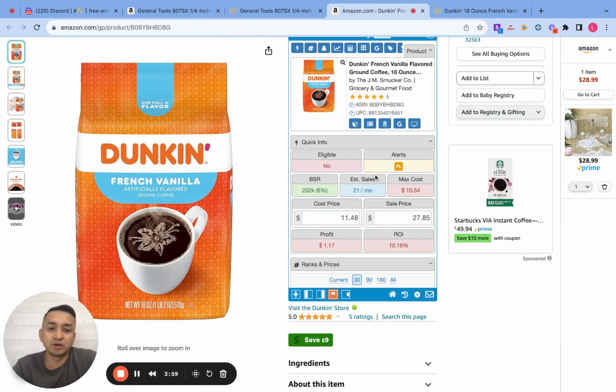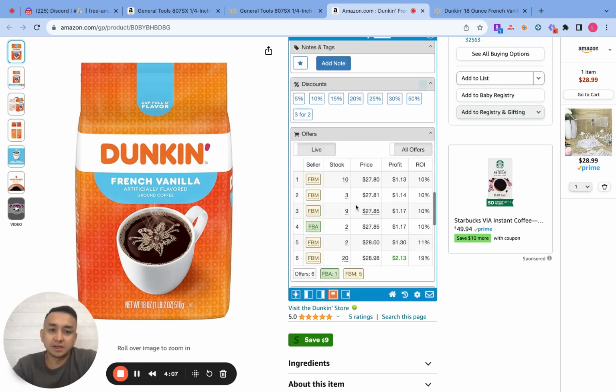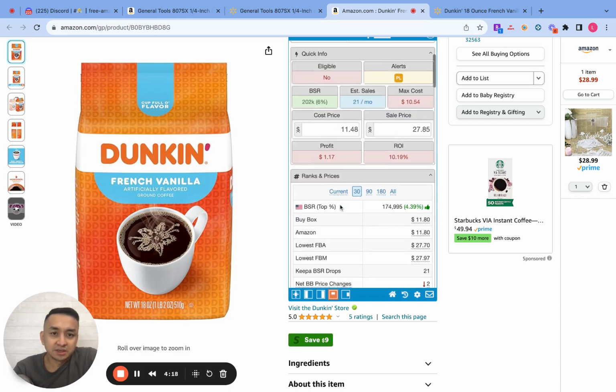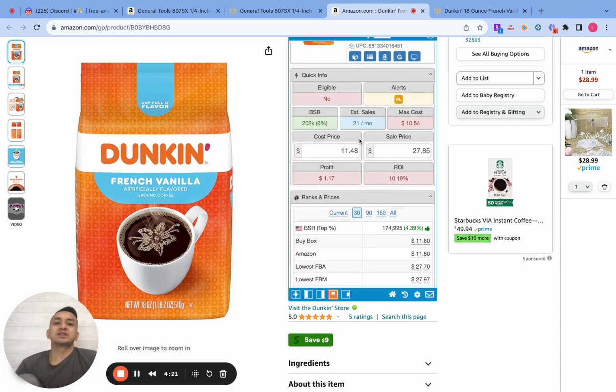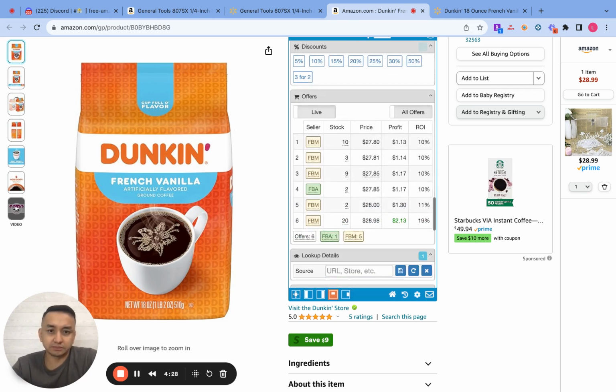Sales per month is 21. ROI is at 10%. Let's see the other sellers. So this product is only giving you 10% to 19% ROI, which is pretty below our standards. This one is only selling 21 times a month. But the good thing, though, is that there's only 6 sellers on the listing, right? And this is how much they have in inventory.